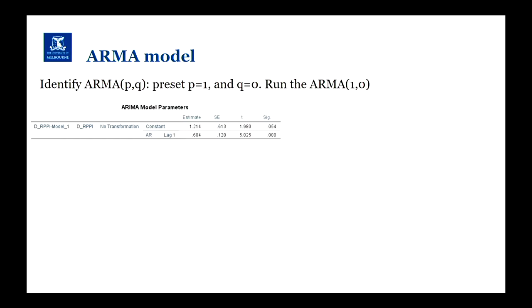And this is the coefficient. So based on this estimation, this model says that the change in house price index equals the constant 1.214 plus 0.604 times the previous value. Okay, and we see the coefficient is significantly different from 0, and this one is a little bit over 0.5%, which is all right.